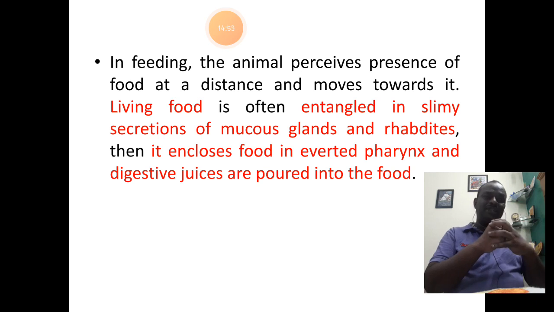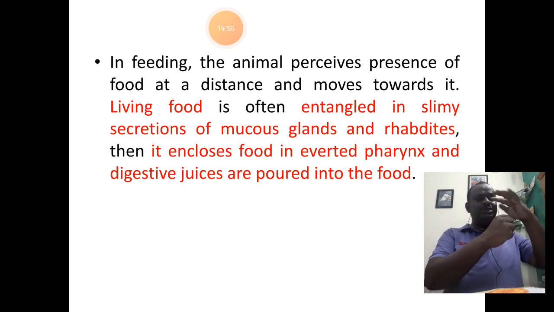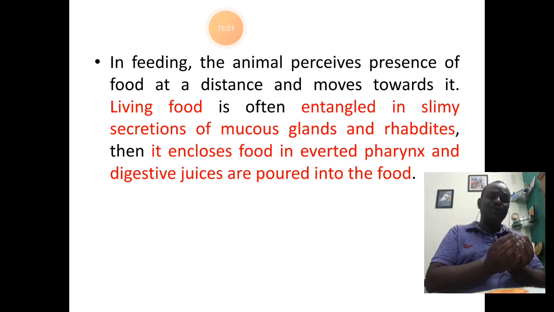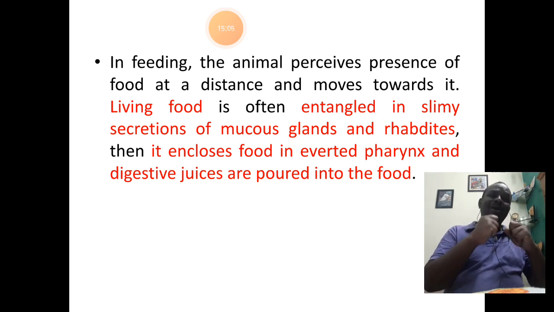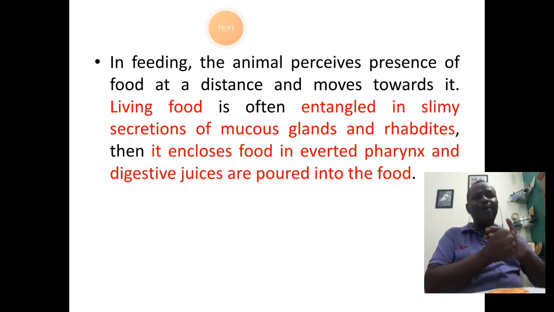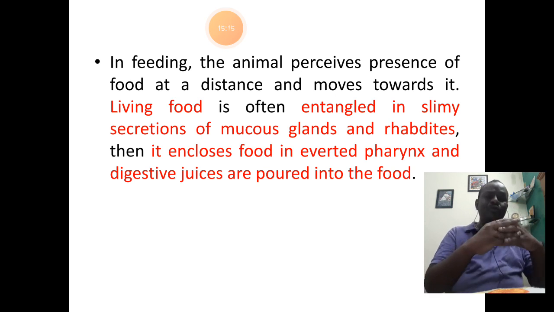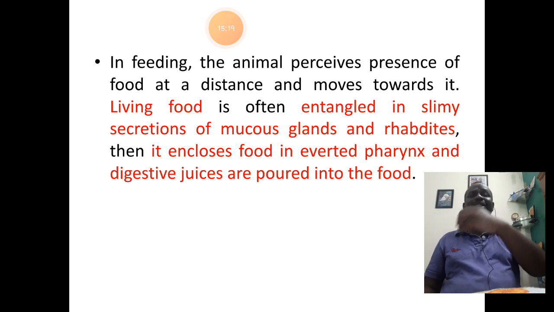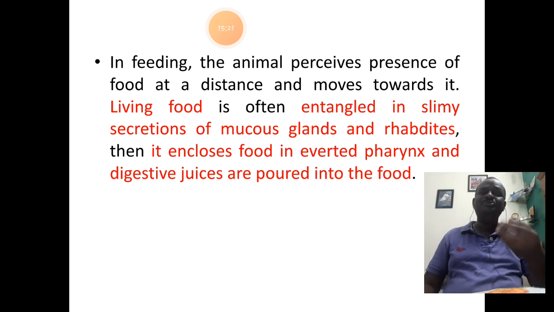cover the food totally. After it pours out the mucus secretions, the food gets entangled within the mucus. So it appears to be a ball structure. Now this ball contains the entangled prey or food surrounded by the secretion of the mucus. So this food now is drawn inside by the protrusible pharynx, which we call the proboscis.